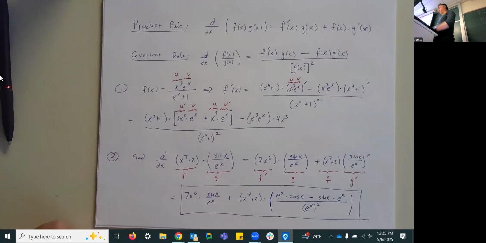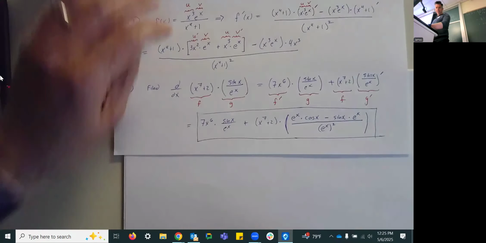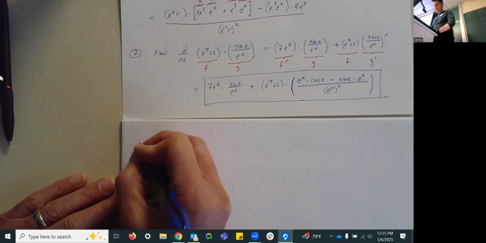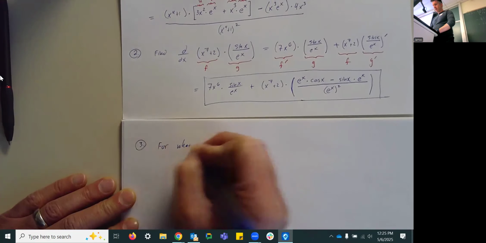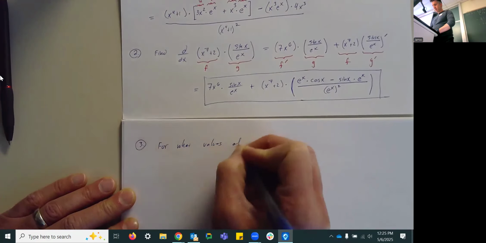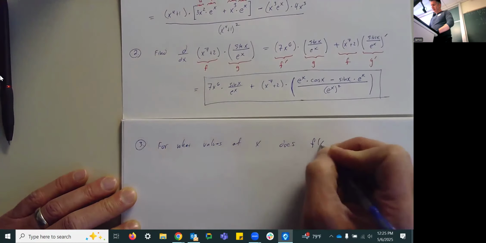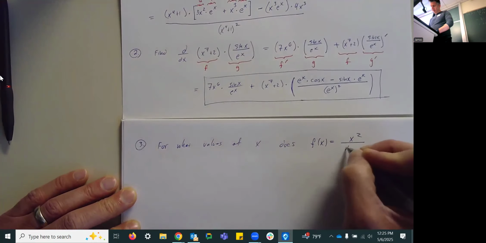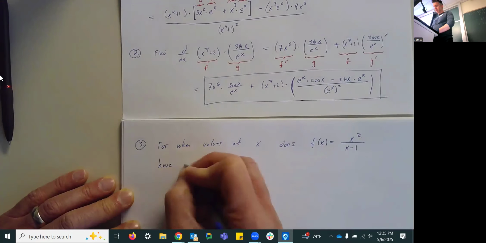Unlike the next problem. So our next problem asks the following. For what values of x does the following, f of x equal to x squared divided by x minus 1, have a horizontal tangent line?